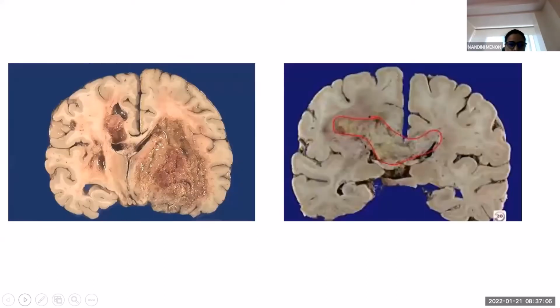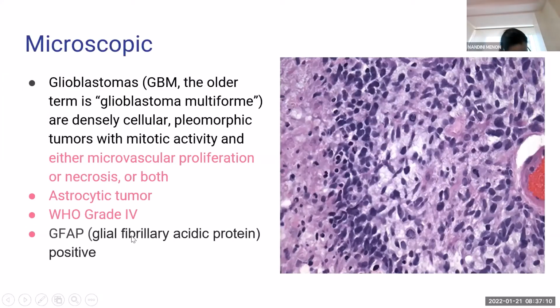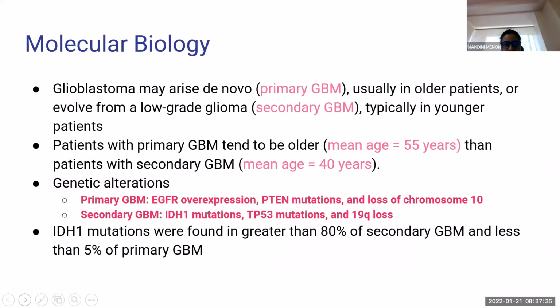And this necrosis is seen not just in this pathological specimen, it's also seen on radiology. So it's one of the factors which help us identify that it could be a glioblastoma on radiology itself. The older term was glioblastoma multiforme, which is not used commonly now. And microscopically, these are very densely cellular tumors with a lot of mitotic activity, microvascular proliferation, and necrosis. And as per the WHO classification, they are grade 4, which is the most aggressive grade of glial tumors.